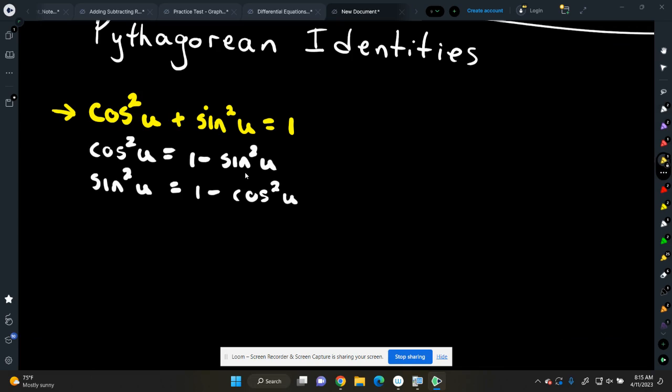Let's look at another variation. Look at the yellow one. What if I divided everything by cosine squared? What's cosine squared divided by cosine squared? 1. Okay, how about sine squared divided by sine squared? I'm sorry, I said it wrong. Divide everything by cosine squared. What is sine squared divided by cosine squared? Tangent squared, right, because sine over cosine is tangent. So this will be tangent squared.